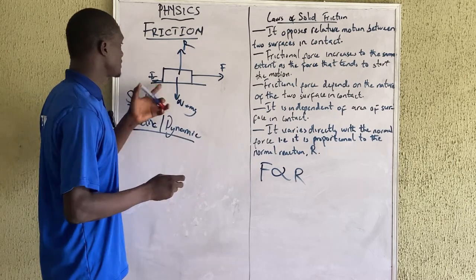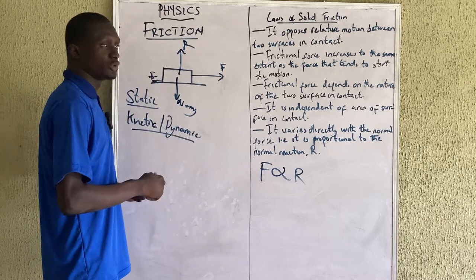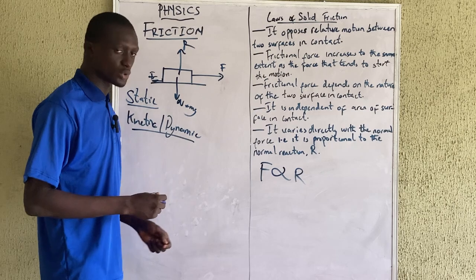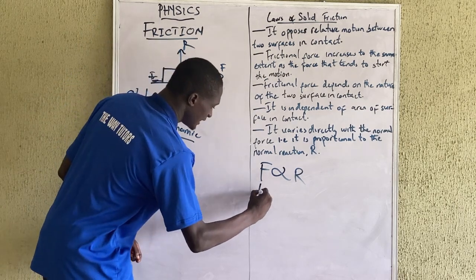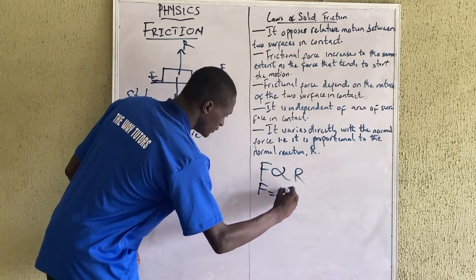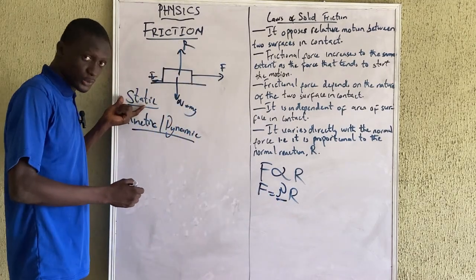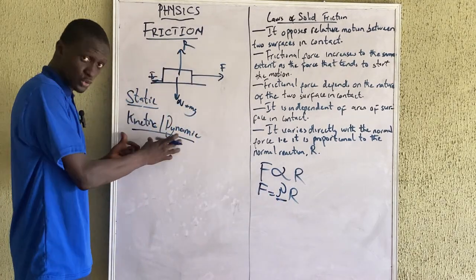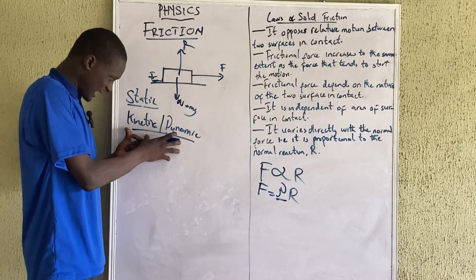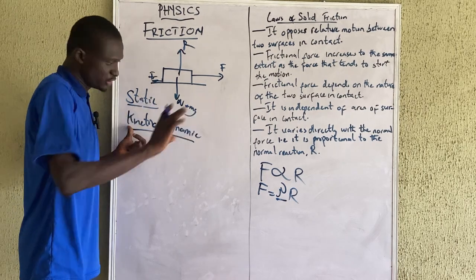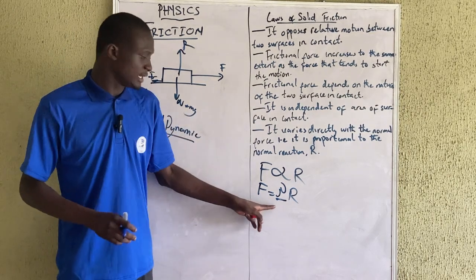So it says that frictional force is directly proportional to this normal reaction. And if we introduce a constant of proportionality, I can say that F equals mu R, where this mu is my coefficient. It will be the coefficient of static friction, that's if the body is stationary. And it could also be the coefficient of dynamic or kinetic friction, that's when the body is moving. Do you understand what I'm saying? So this mu here is a constant.